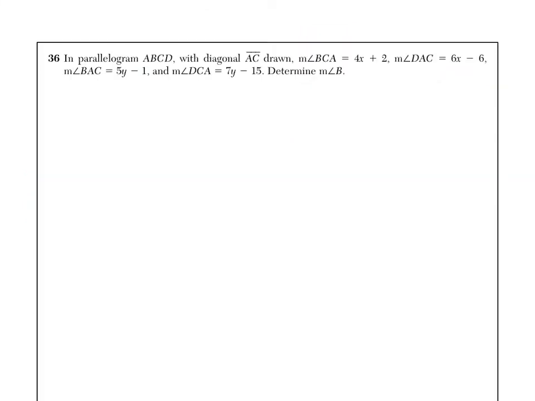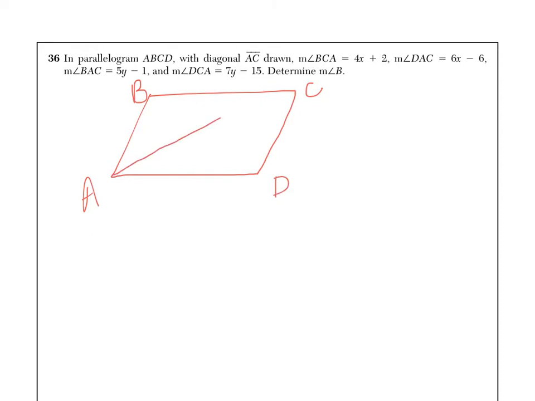Number 36 says, in parallelogram ABCD with diagonal AC drawn, and then they give us a bunch of the other information. So I'm going to sketch this real quick. A, B, C, D with diagonal AC drawn. The measure of angle BCA is 4x plus 2. The measure of angle DAC is 6x minus 6. The measure of angle BAC is 5y minus 1, and the measure of angle DCA is 7y minus 15.